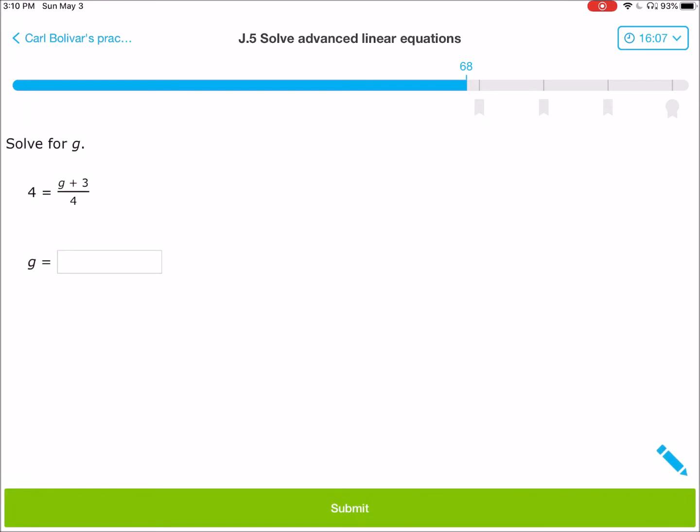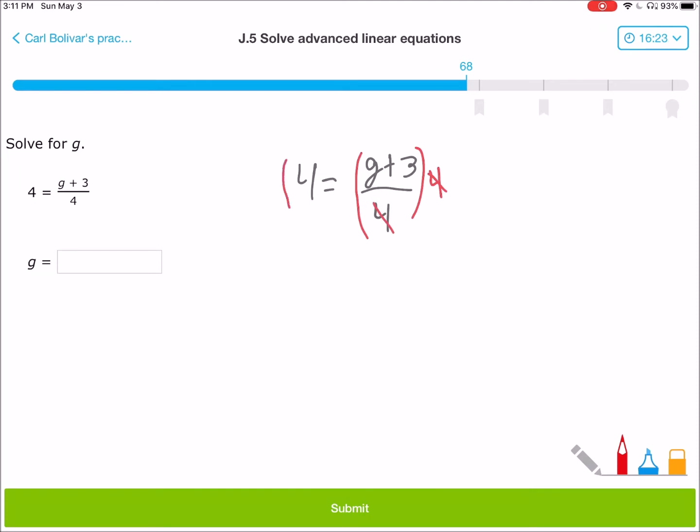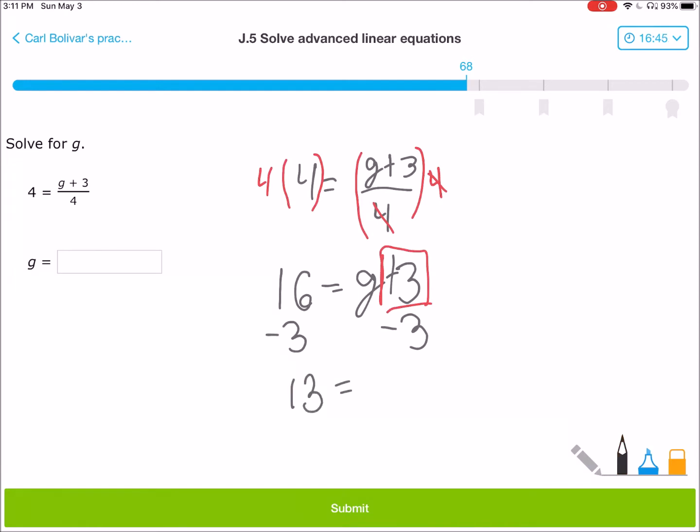Alright, next one. 4 is equal to g plus 3 over 4. Now what I would do first is I would multiply this by 4 to take away that denominator. I would multiply this by 4 as well. What I'm left with is 16 is equal to g plus 3. Now what I would do next is I would try to take this to the other side. So I am going to subtract 3 from each side, and I am left with 13 is equal to g.